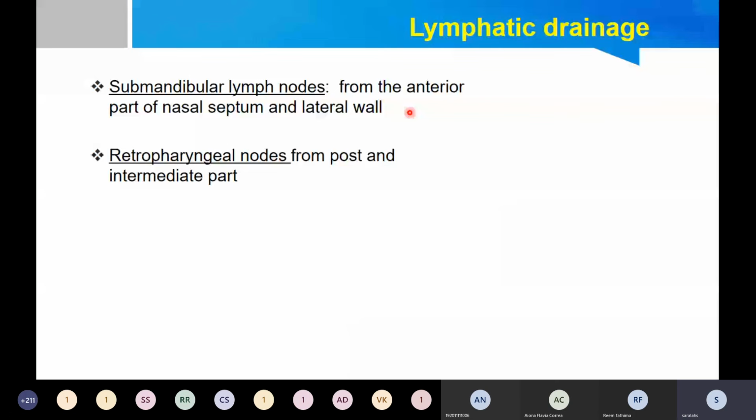The lymphatics from the anterior part of both the septum and the lateral wall drain into the submandibular nodes, and from the posterior part and the intermediate part, it drains into the retropharyngeal group of lymph nodes.